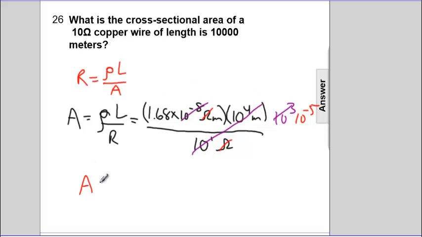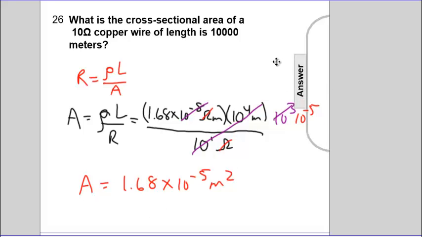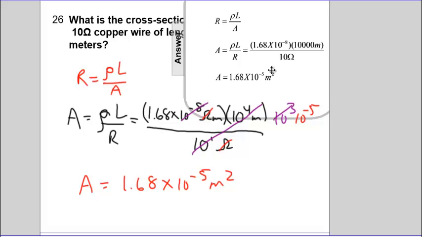So that area is 1.68 times 10 to the negative 5. Meters times meters will be meters squared. Who needs a calculator when we have our scientific notation? Makes things easy. So there's the answer. It works out. I love it when a plan comes together.